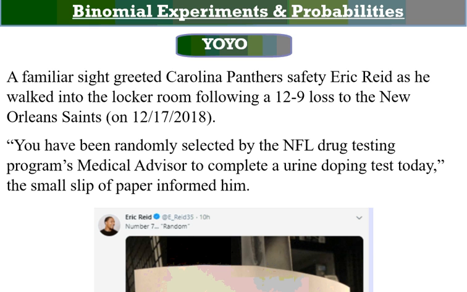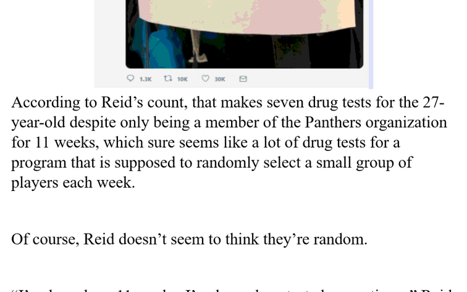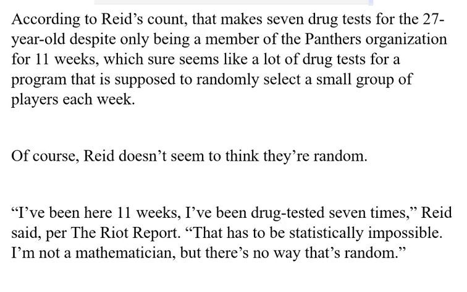It said, you have been randomly selected by the NFL drug testing program's medical advisor to complete a urine doping test today. The small slip of paper informed him. He shared it on Twitter. According to Reid's count, that made 7 drug tests for the 27-year-old despite only being a member of the Panthers organization for 11 weeks, which sure seems like a lot of drug tests for a program that is supposed to randomly select a small group of players each week. Of course, Reid doesn't seem to think that they're random if he's been selected 7 out of 11 weeks.